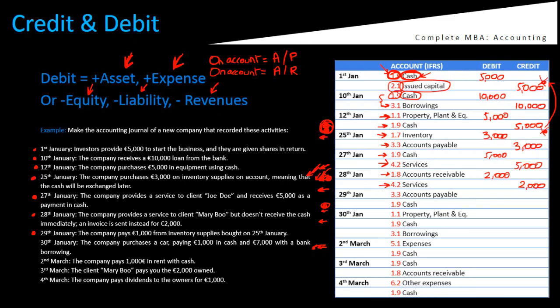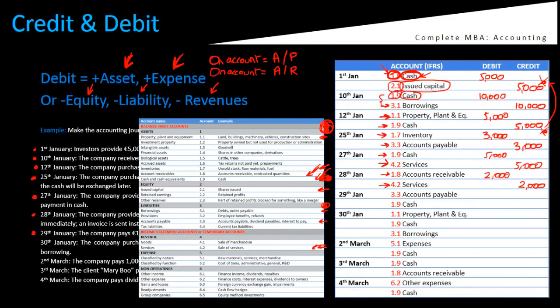Here the company pays 1,000 euro for inventory supplies bought on the 25th of January. If you remember, on the 25th of January we were buying things, but we promised payment on account, so an accounts payable. Right now we're paying a part of that in cash to reduce our debt. So we know that we have two accounts. Let's identify them. The company pays 1,000 euro to the accounts payable. So one of the accounts is the accounts payable. Let's see where the accounts payable are. Remember that was a liability, so we identify that account and we put it here. And because we're paying with cash, we put that here too. We just identified the two accounts.